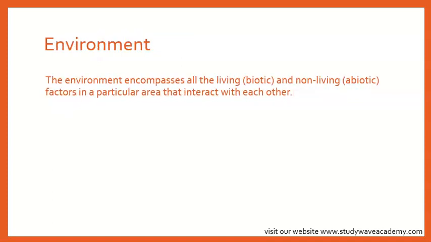Environment. The environment encompasses all the living and non-living factors in a particular area that interact with each other. The environment is like the big picture of where everything lives. It includes all the living things and all the non-living things in a specific area. It's where nature happens, okay? And it plays a significant role in how living things survive and interact with one another.